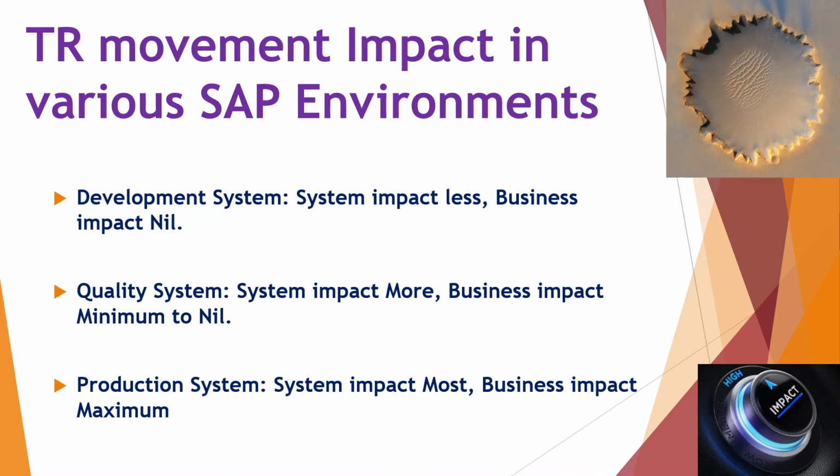Now coming to the production system, this is the place where you will see the maximum impact on the system if anything goes wrong. Think of a scenario where, because of a TR movement, all of a sudden the system starts giving an ABAP dump while creating a sales order process. What will happen? Will the client accept such kind of scenarios?